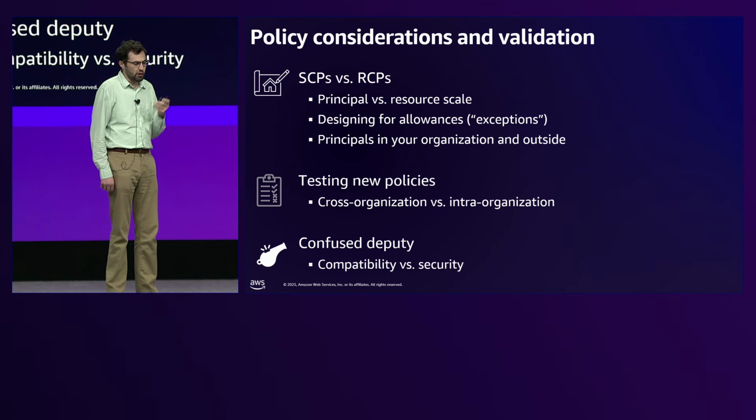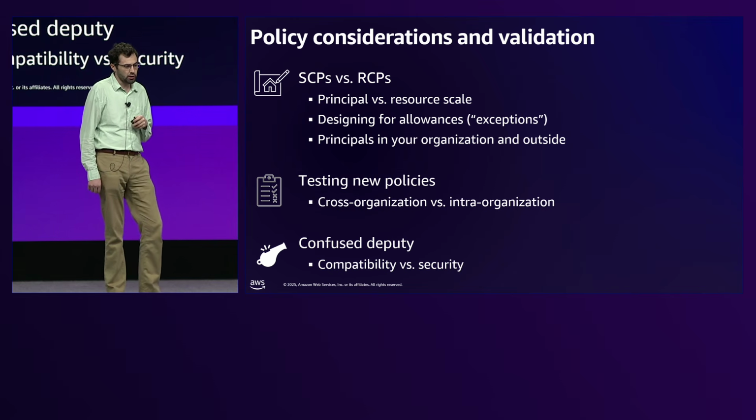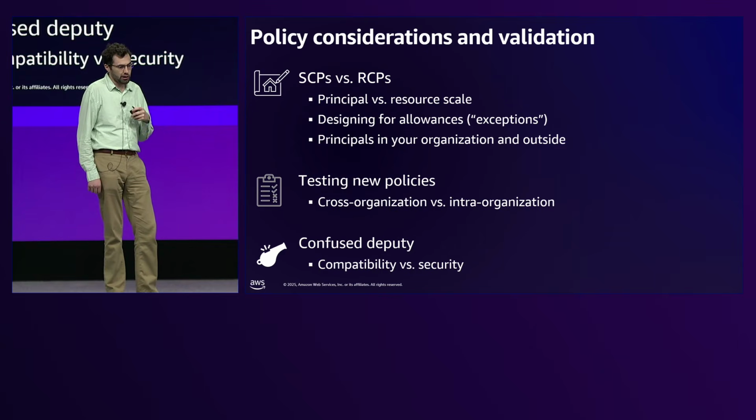And lastly, going back to that confused deputy case that Becky talked about earlier, where an AWS service is operating on your behalf, it turns out that you also have to make a compatibility versus security decision. Today, not all AWS services support those confused deputy condition keys. So when you're rolling out RCPs, you really have to think about, do I want to take an operationally safe approach and allow all existing services to work seamlessly with my organization? Or do you take a more security-centric approach and say, hey, only services that support these confused deputy keys will be allowed to continue to operate in my organization?